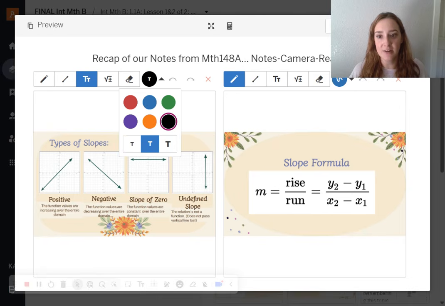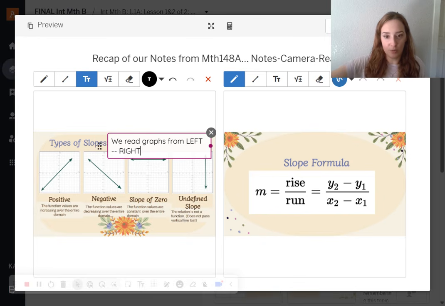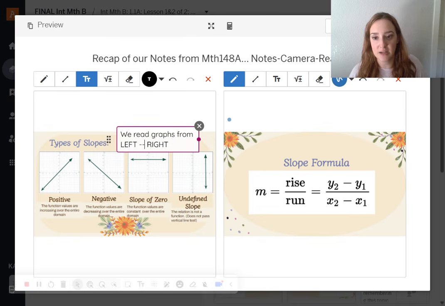And again, we're going to add on here that we read graphs from left to right. We read graphs going from the left to the right. Let me make that an arrow. Left to right. Okay. So this one is positive. It's increasing. Negative, decreasing.